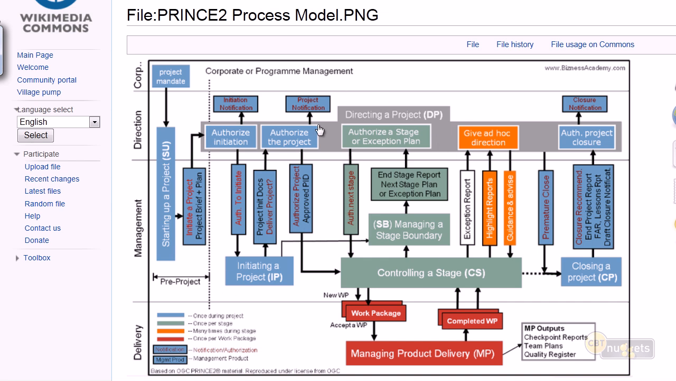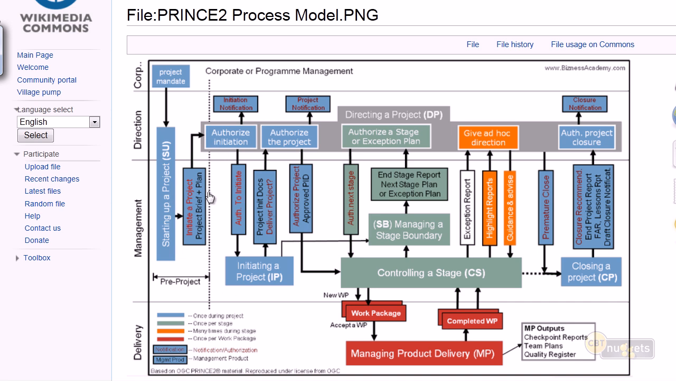Now, this is the Prince2 process model, and it is a very busy diagram, and probably a diagram that you should sit down and review at your own time after you finish this nugget itself. But I do want to take a few minutes and walk through it to help orient us to the Prince2 process model. And we'll start off with directing a project, DP, across the top, which is where we get senior management's approval. Authorize, authorize, authorize, give ad hoc direction, and authorize project closure. So directing the project is all about getting the senior management approval for our project.